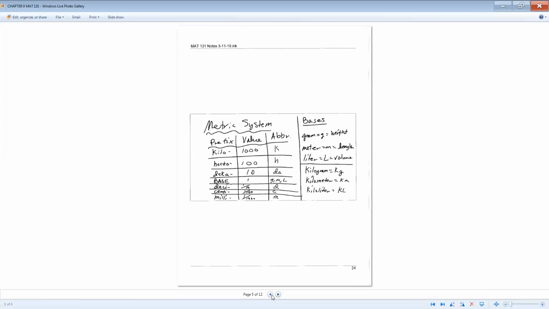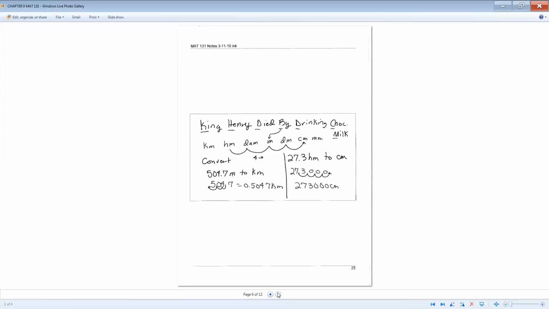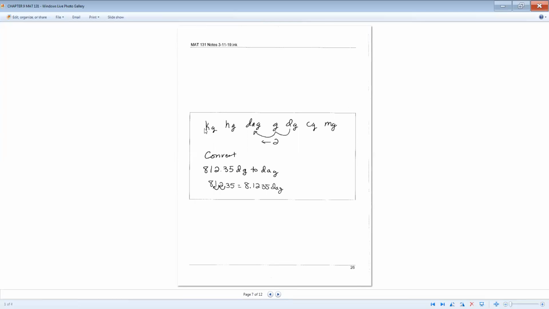All of your metric units, your metric system, work in this fashion. So no matter whether you're dealing with grams, meters, or liters, you will take on the same operation. So if I'm looking at grams, I'm going from decigrams to decagrams. I would start with decigrams, and I go 1, 2 to get the decagrams. And so I take my decimal, move it 2 places to the left, and that's 8.1235.